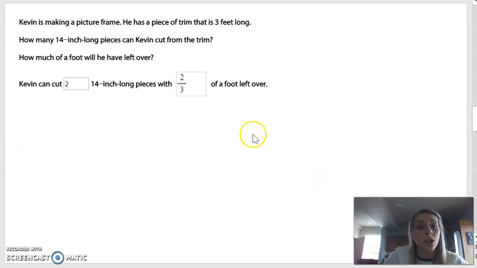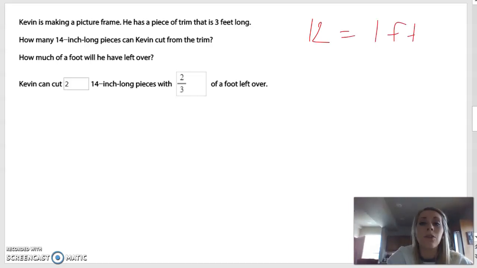All right, this one is also a little bit complicated, so I wrote it out for us, okay? So Kevin, he's making a picture frame. He has a piece of trim that is 3 feet long, okay? So we are trying to figure out how many 14-inch pieces can Kevin cut from the trim. So first things first, we have 3 feet. So 12 inches equals 1 foot. We have 3 of those, so I'm going to multiply 12 by 3.